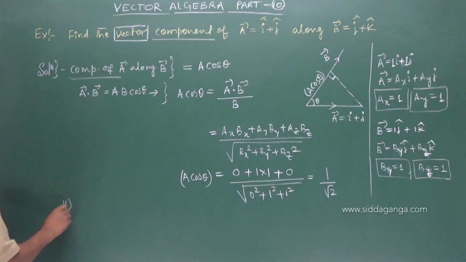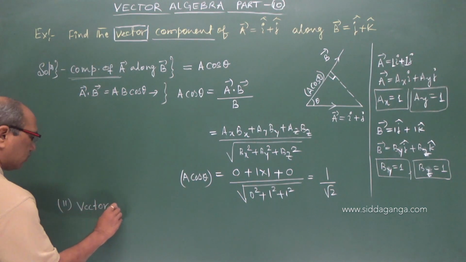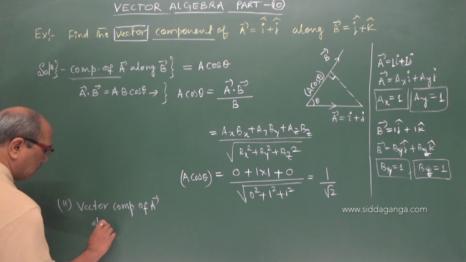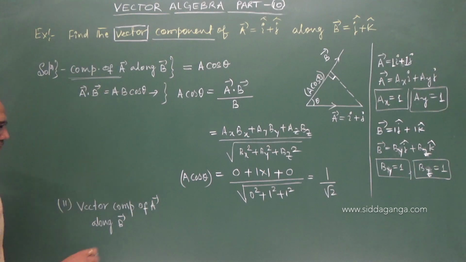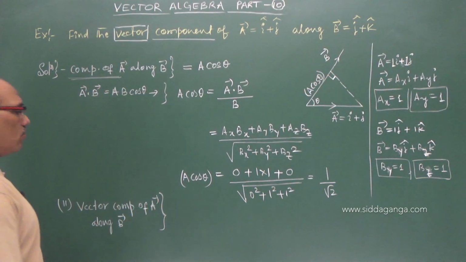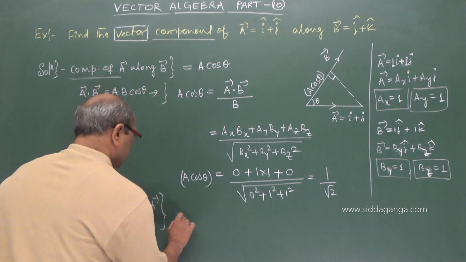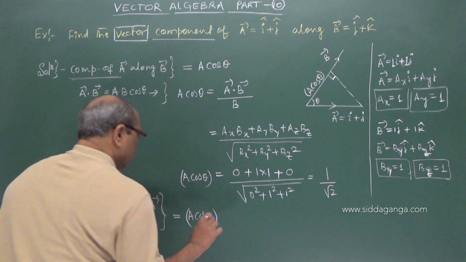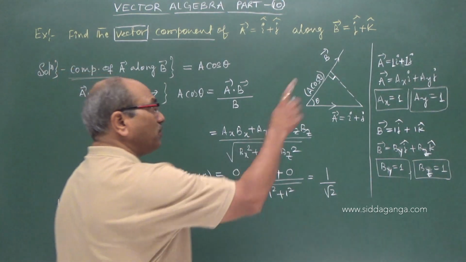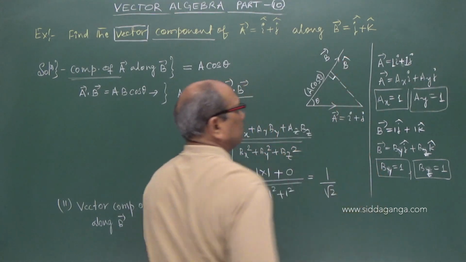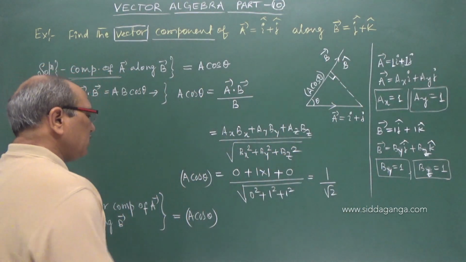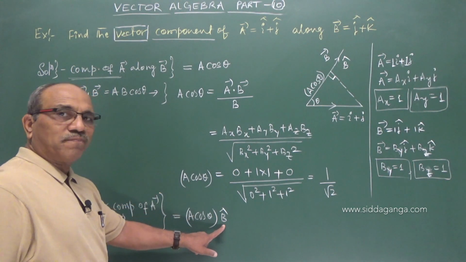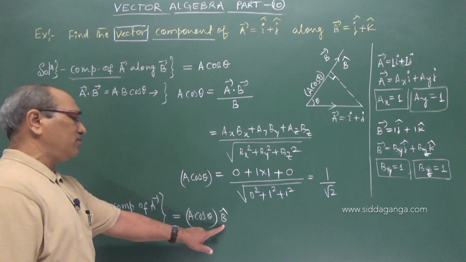Now coming to the second one, the vector component of A along B. This is equal to A cos theta, the component along B, so I have to multiply with B cap. Magnitude of A, but direction of B. See the beauty of vectors, how it changes.